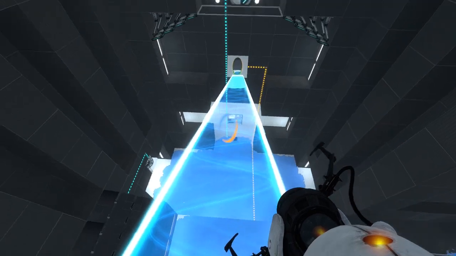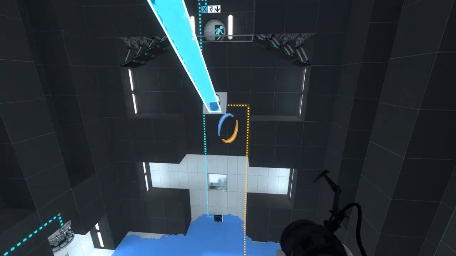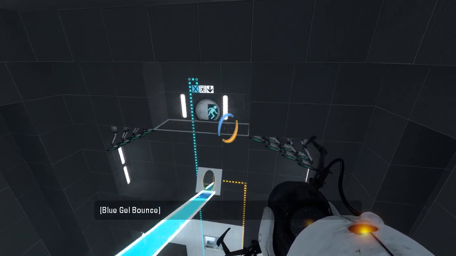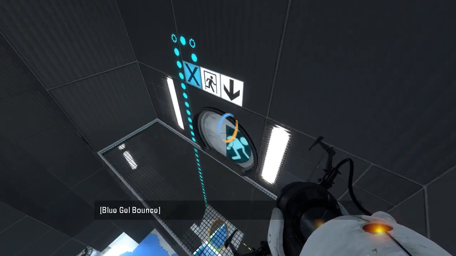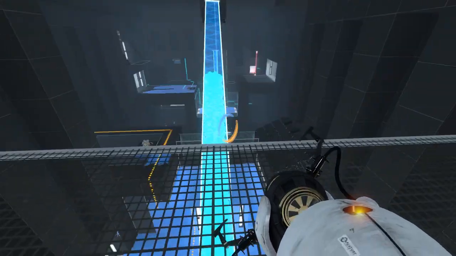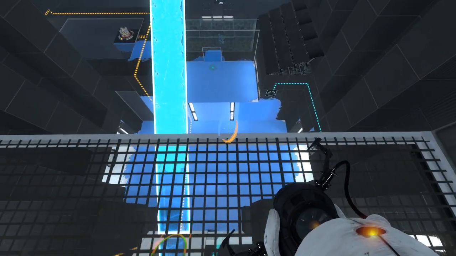Right, so, we're up here. And then we just bounce the gel all the way to the exit. Yeah, look at that, more than enough height. Way more than enough height. So much we even hit our head. Look at that. Didn't even need gel on the light bridge. Right, so.